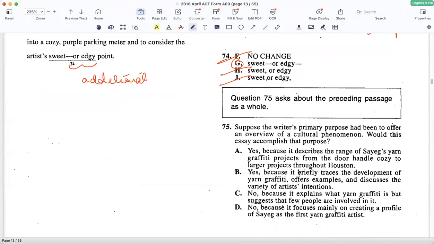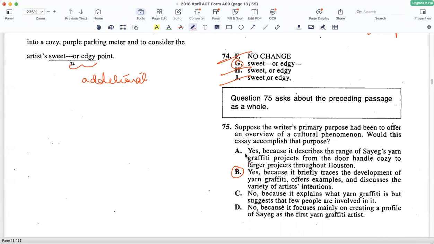Question 75 asks about the preceding passage as a whole. Suppose the writer's primary purpose had been to offer an overview of a cultural phenomenon. Would this essay accomplish that purpose? A. Yes, because it describes the range of Sayag's yarn graffiti projects from the door-handle cozy to larger projects throughout Houston. B. Yes, because it briefly traces the development of yarn graffiti, offers examples, and discusses the variety of artists' intentions. C. No, because it explains what yarn graffiti is, but suggests that few people are involved in it. D. No, because it focuses mainly on creating a profile of Sayag as the first yarn graffiti artist. So it's B, right? We do get a sense of yarn graffiti as a cultural phenomenon. We start with Sayag, who was kind of the first person to do it, but we also look at other examples of yarn graffiti. We look at the intentions of artists, so B is correct.